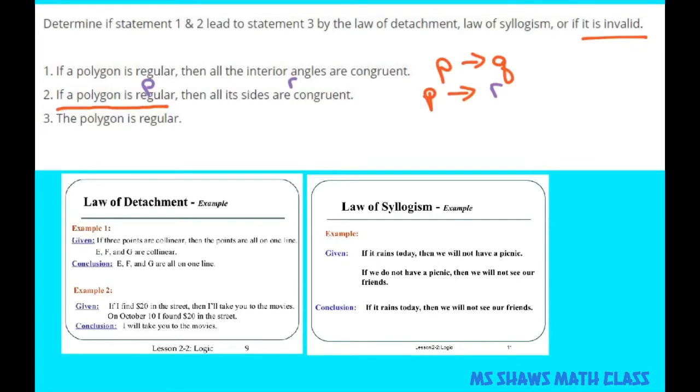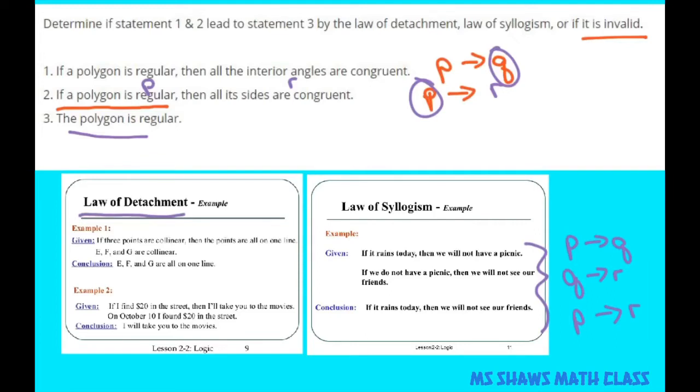The polygon is regular. So that's not law of syllogism, because the law of syllogism would be something like, if P then Q, if Q then R, then if P, then R. And our conclusion of the first statement is not the hypothesis of the second. It's not law of detachment either, because the second statement doesn't match up to the first one. So basically this one is invalid.